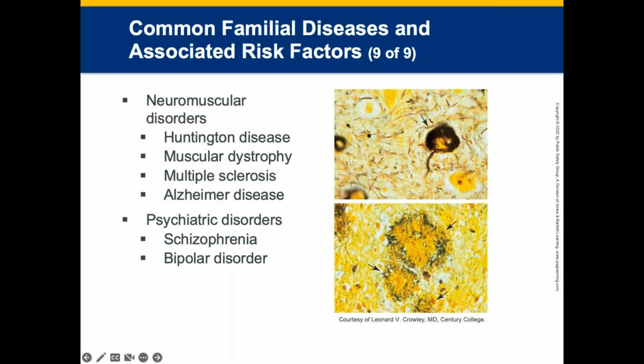Neuromuscular disorders like Huntington's disease, muscular dystrophy, multiple sclerosis, Alzheimer's disease, or more your neuromuscular. You have psychiatric disorders. Some common psychiatric disorders have a familial or genetic component, like schizophrenia or bipolar disorder.